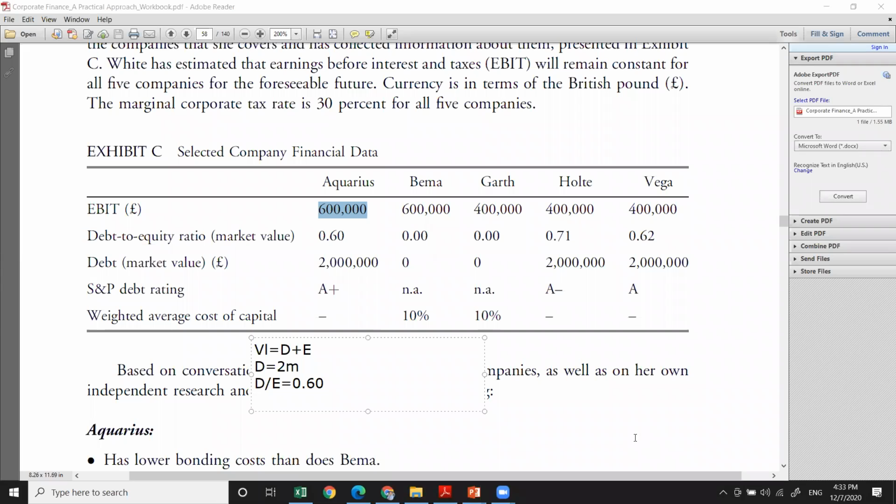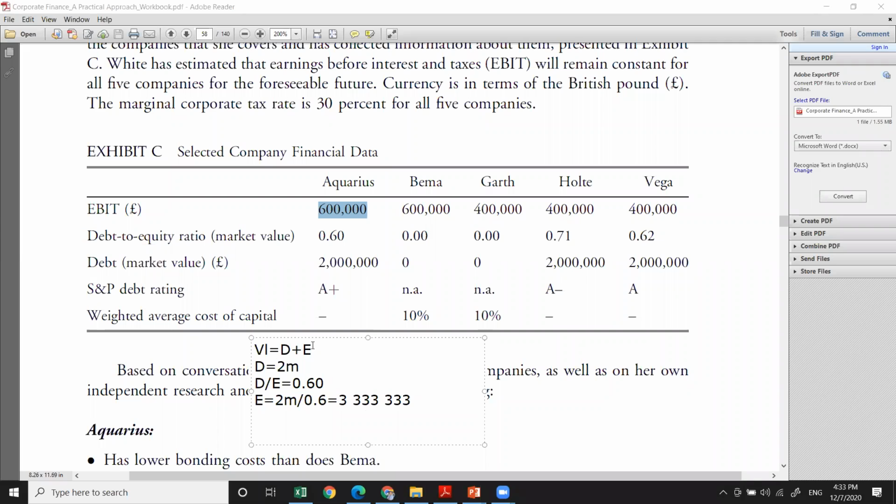Now we can find the amount of the equity. If you rearrange the debt over equity ratio formula, you can find the equity. So it's just 2 million divided by 0.60. That would give you the equity amount, which is 3,333,333.